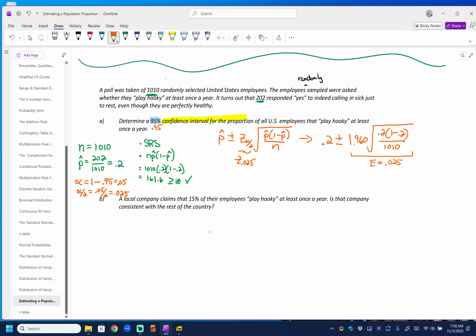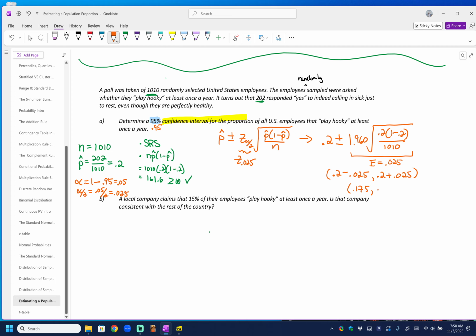So once you have this, then all you have to do is your interval. So you're going to have 0.2 minus 0.025 on the left side of the interval, the low end, and 0.2 plus 0.025 on the right end. If you do the computations for this, you're going to get between 0.175 and 0.225.